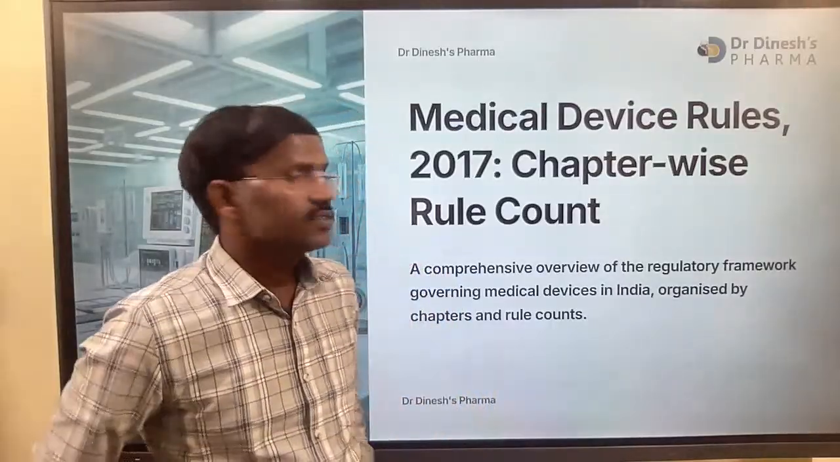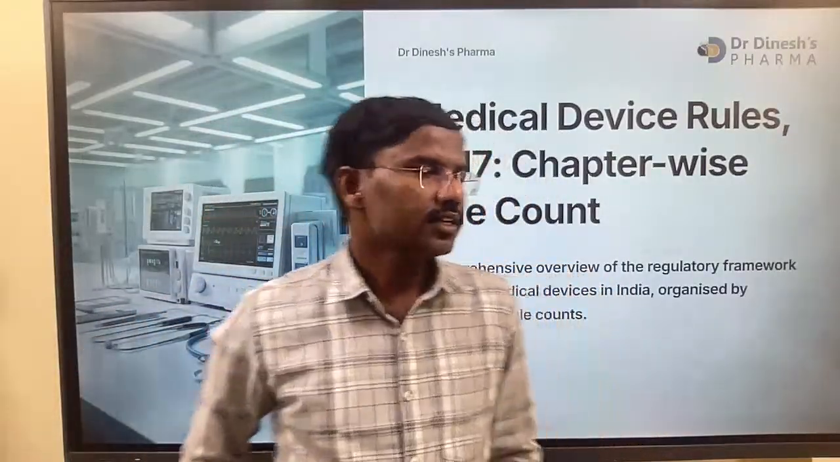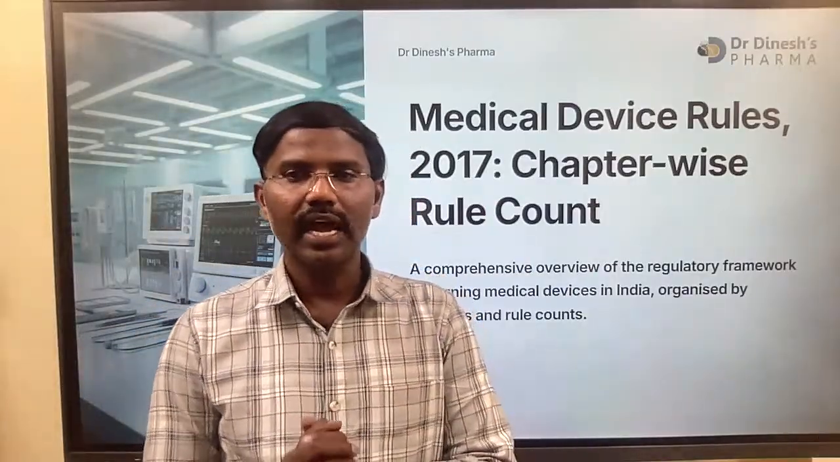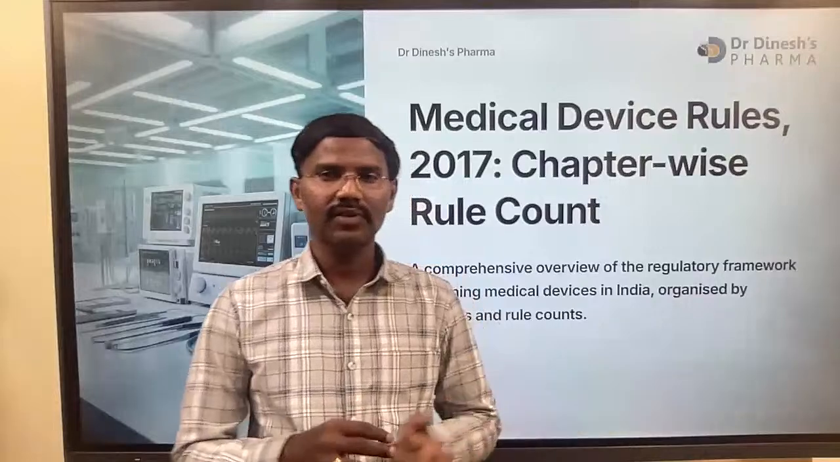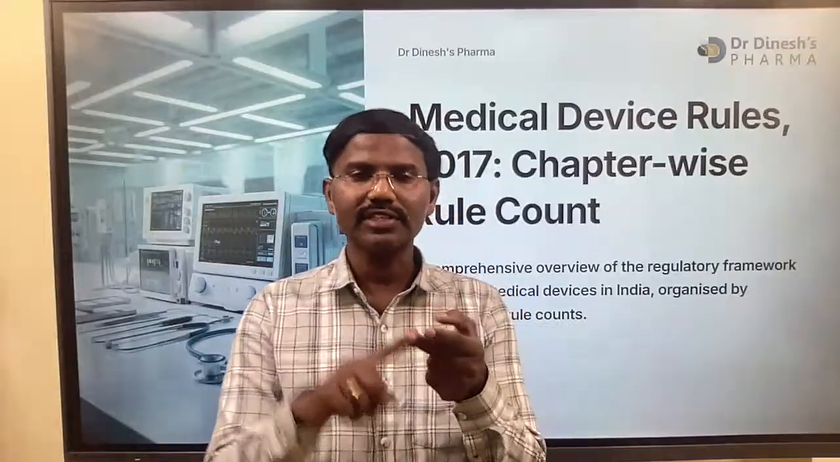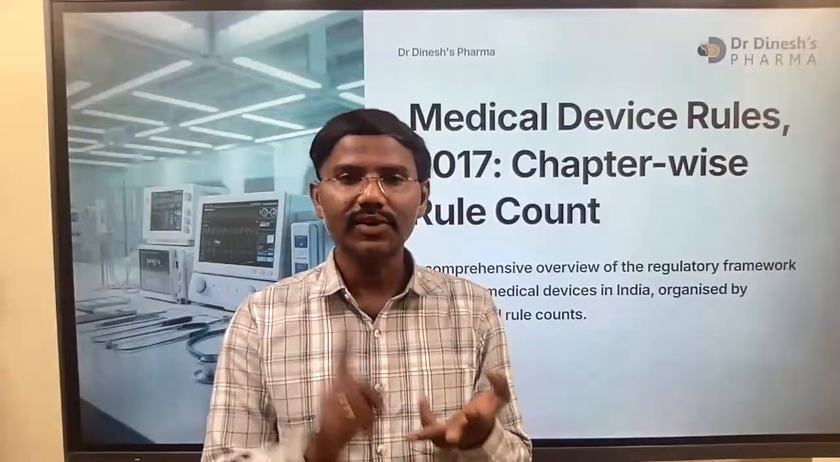Yeah, fine. So let us start the discussion of today's session. Let us understand the medical device rules, chapter wise and rule count. As we are preparing for the examination, there are different counts, different digits here: rules, chapters, and forms. There are 12 chapters, 97 rules, and 42 forms.